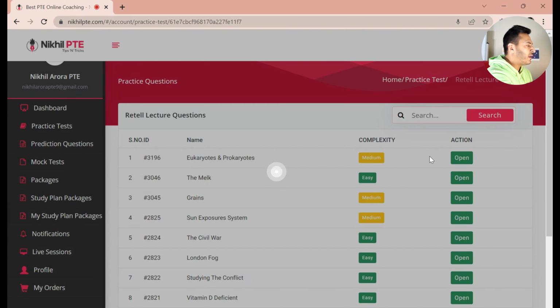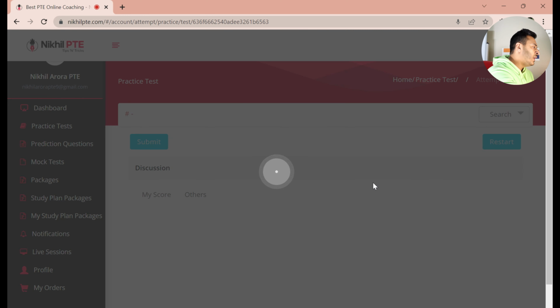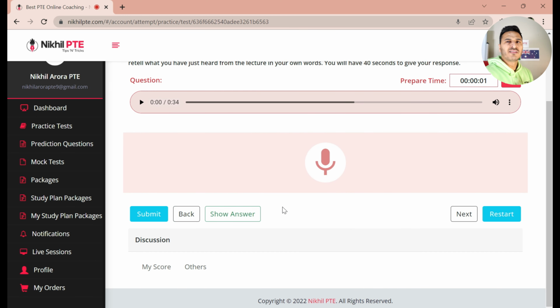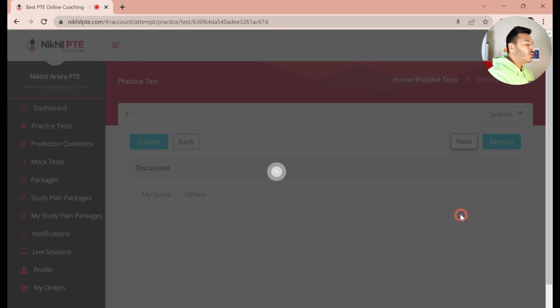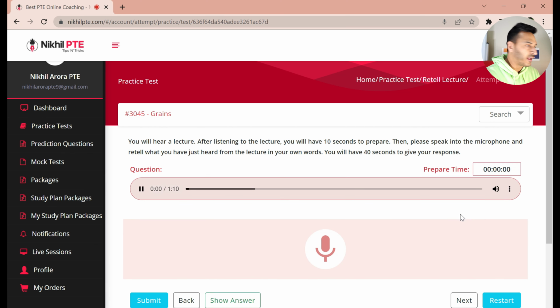Retell Lecture is the same as Summarize Spoken Text. Here you have to speak. You can write down keywords as much as you can. Here you have to speak up to 40 seconds. You have 40 seconds, but don't think you have to speak up to 40 seconds actually. You can cover your Retell Lecture in 20 or 25 seconds. That's fine. But make sure you speak with full confidence.